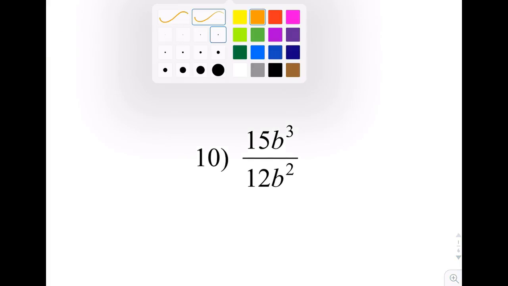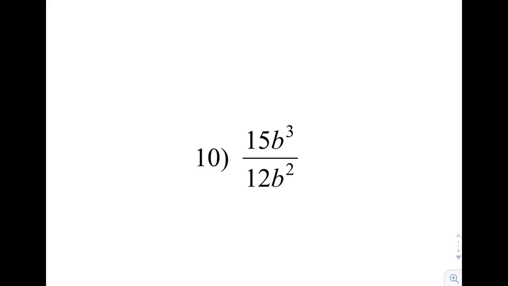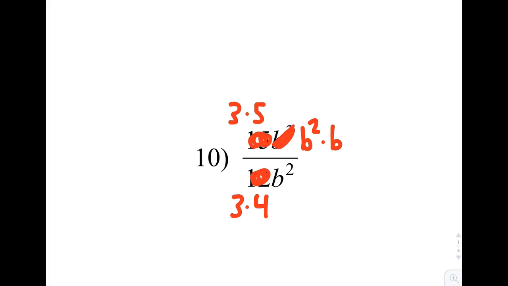When we want to find the simplified version, it's always easiest to start with the whole numbers. I see a 15 and a 12, and I know they're both divisible by 3. So I'm going to rewrite the top as 3 times 5, and 12 as 3 times 4. For my b's, I see that they both have at least 2 b's being multiplied by each other, so I'm going to write the top as b to the second times 1 more b, and scribble out that b cubed.